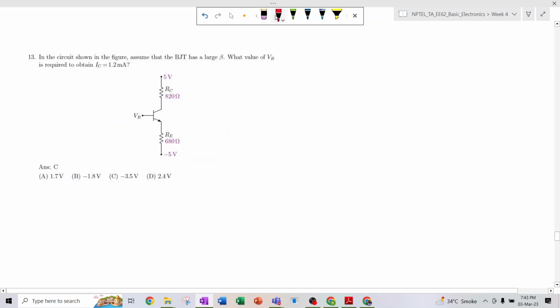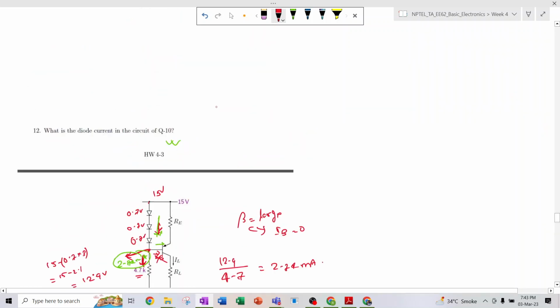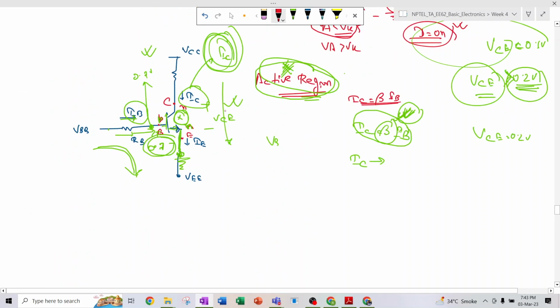Okay. So in this circuit, what should we do when two terminals are just shorted? Suppose the base and collector terminals are shorted. What to do in such cases?